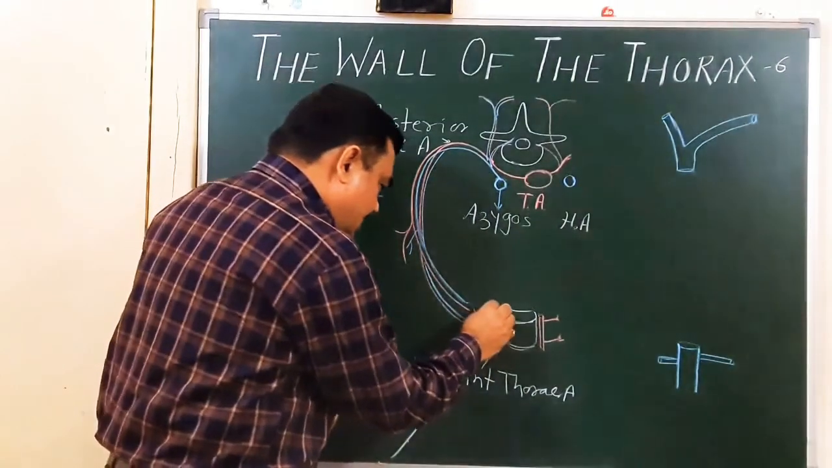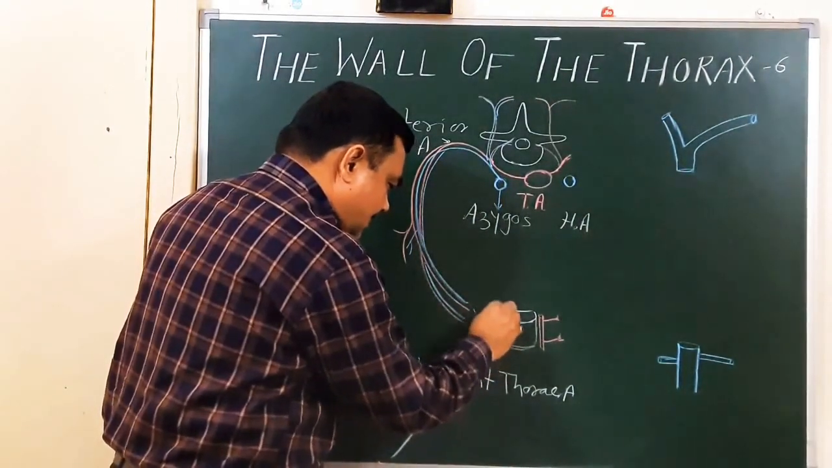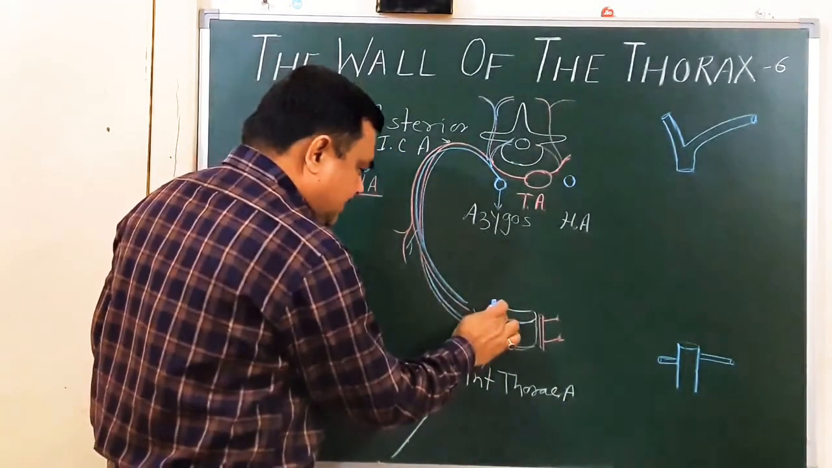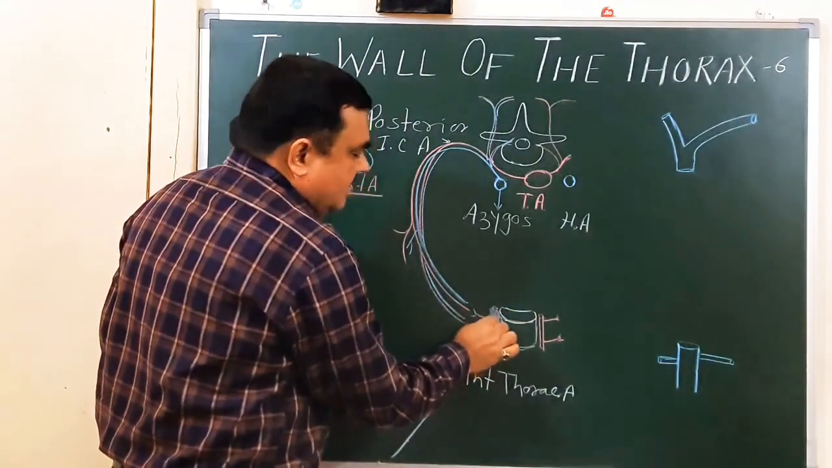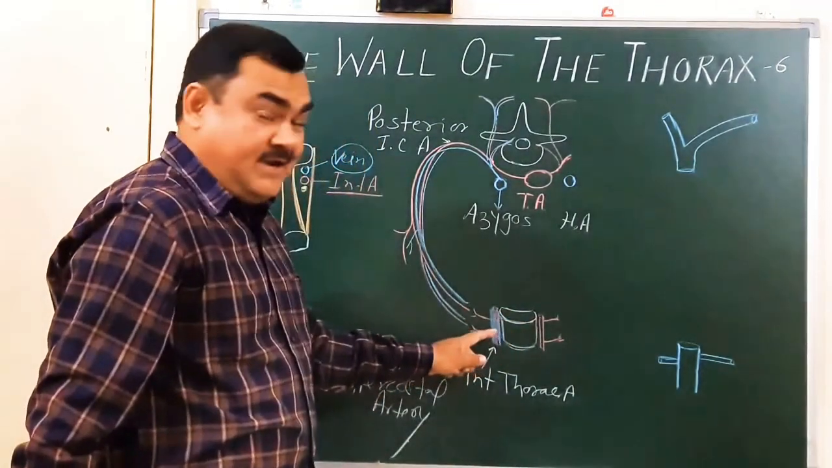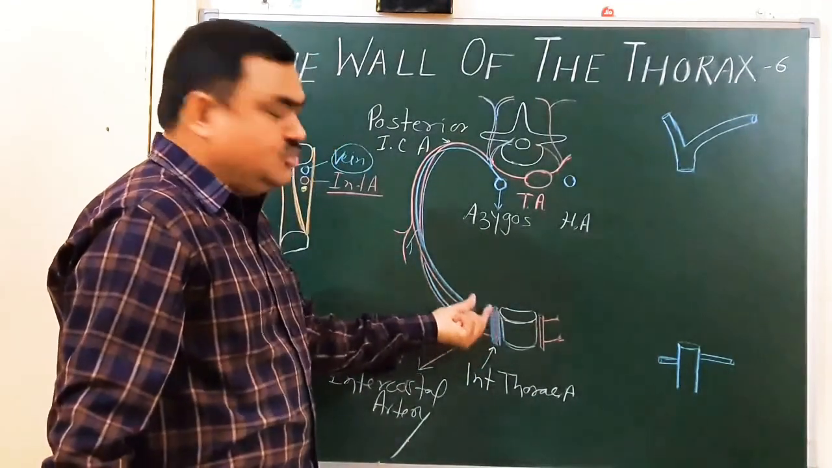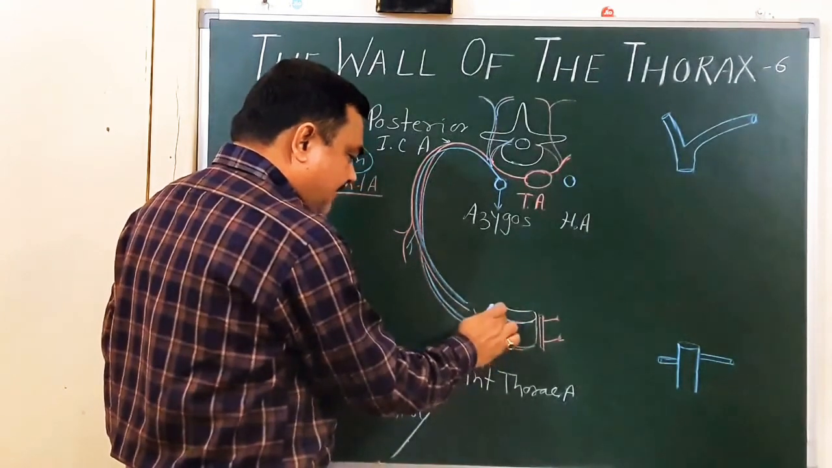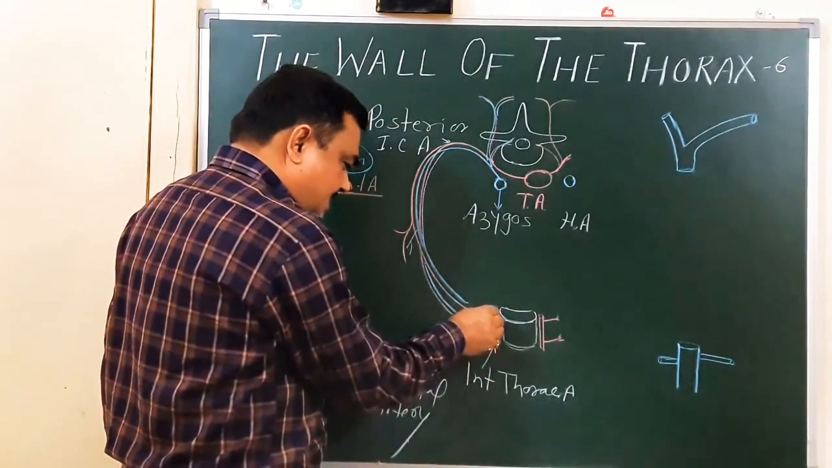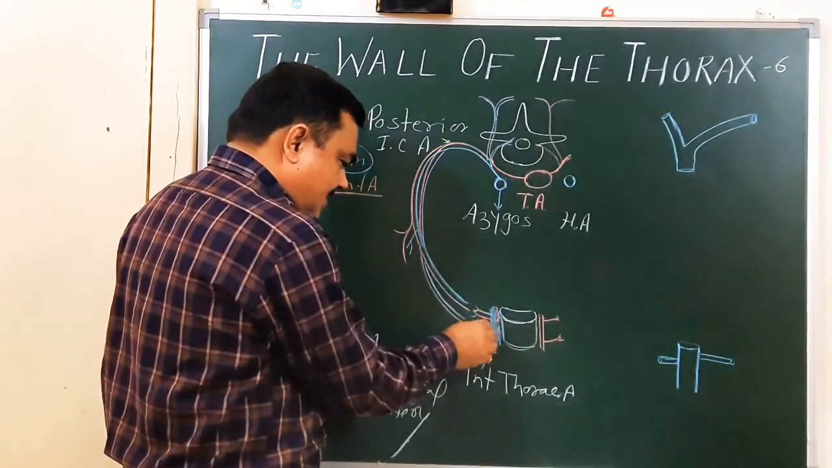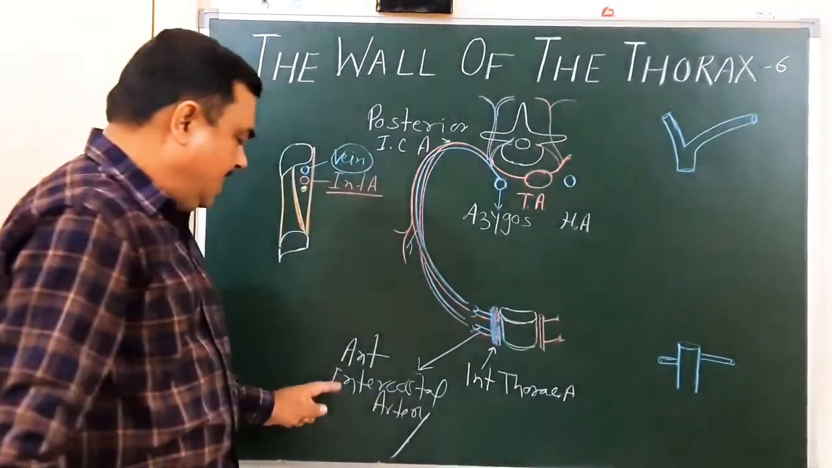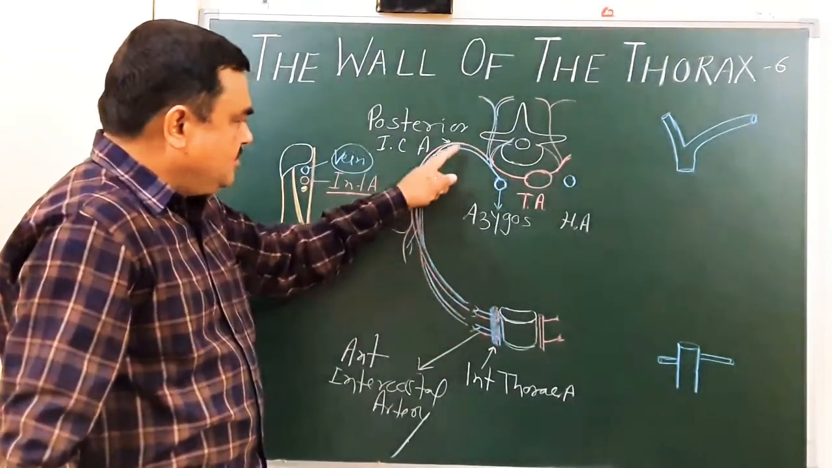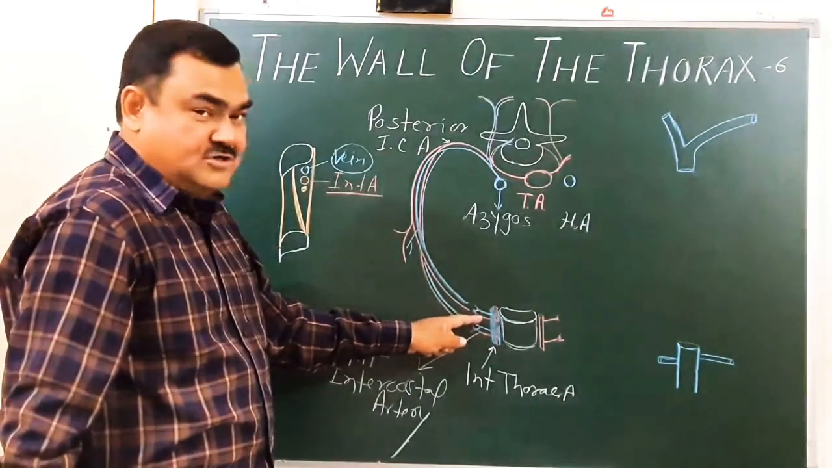Here is the internal thoracic vein. There may be two venae comitantes of the internal thoracic artery in the lower part, and in the upper part both join to form a single trunk. So this is the internal thoracic vein. So each space has two anterior intercostal veins. Here is the posterior intercostal vein. This is the anterior intercostal vein.